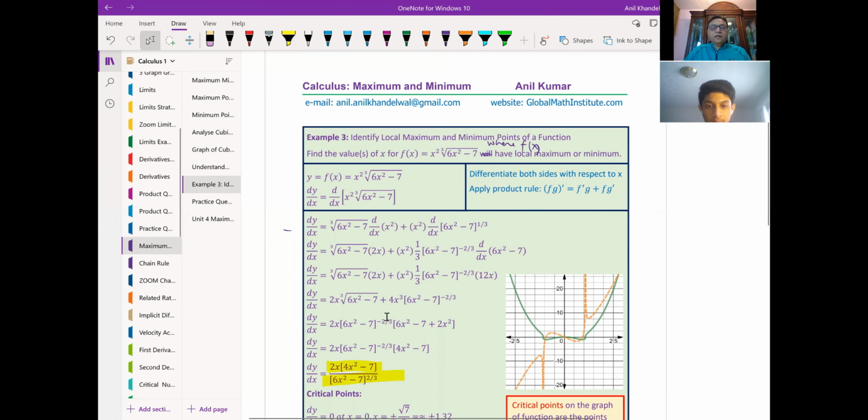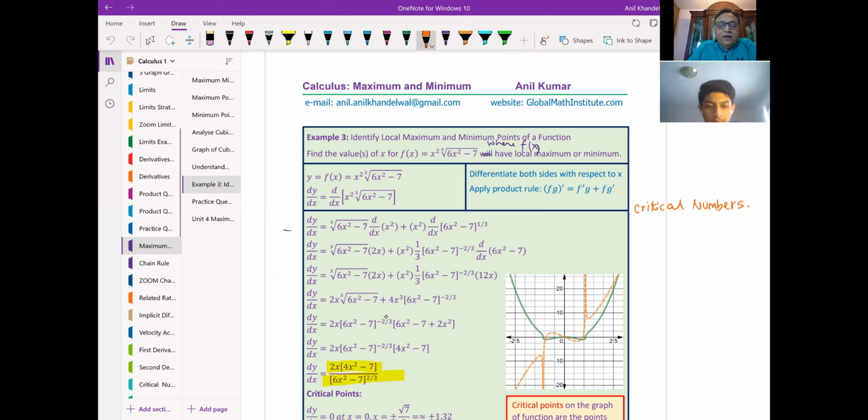Now, can you tell me how will you analyze this derivative to find local maximum minimum? Tell me that. Yes, sir. So this derivative would represent the rate of change for the function, right? So to find the critical points, we can find factors, right? You have already factored 2x times 4x squared minus 7 divided by 6x squared minus 7 to the power of 2 over 3, correct?